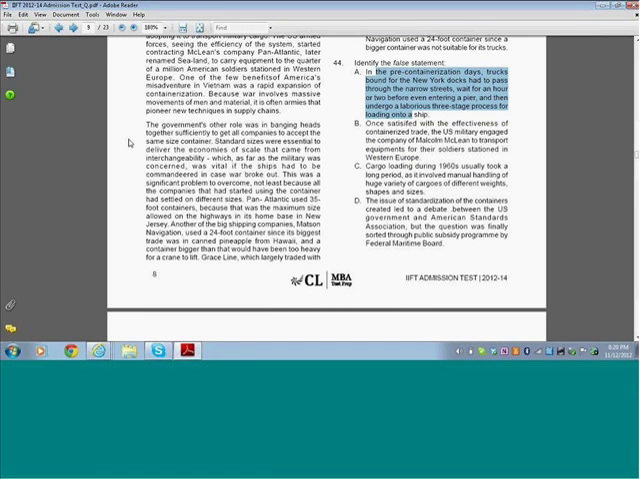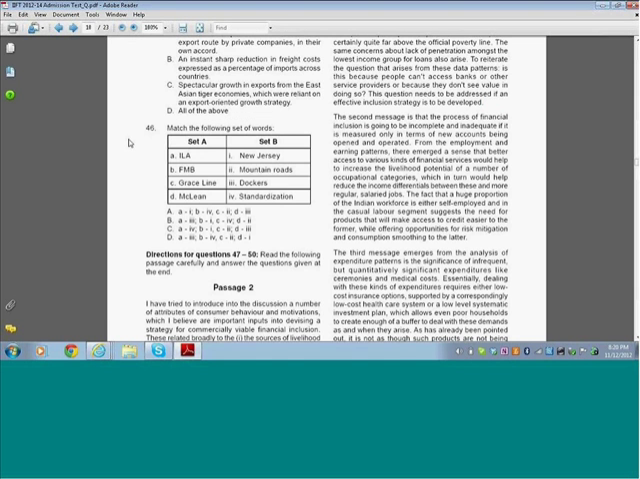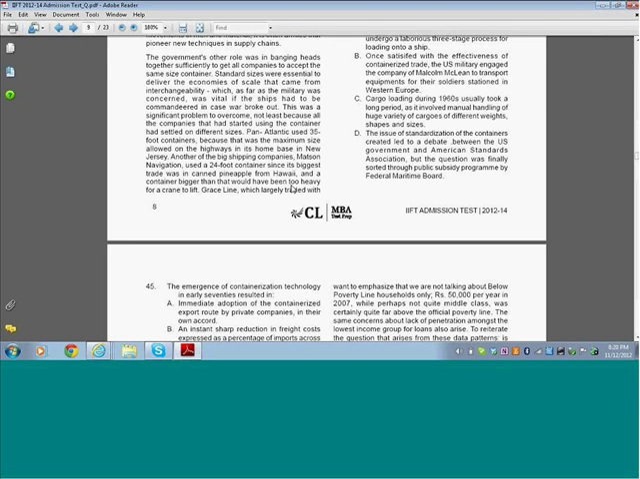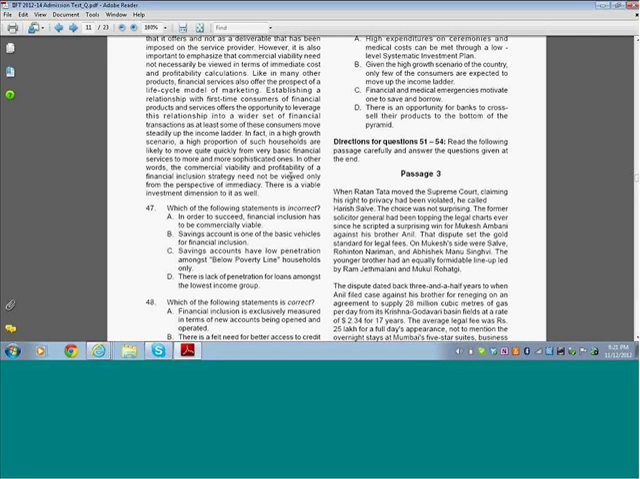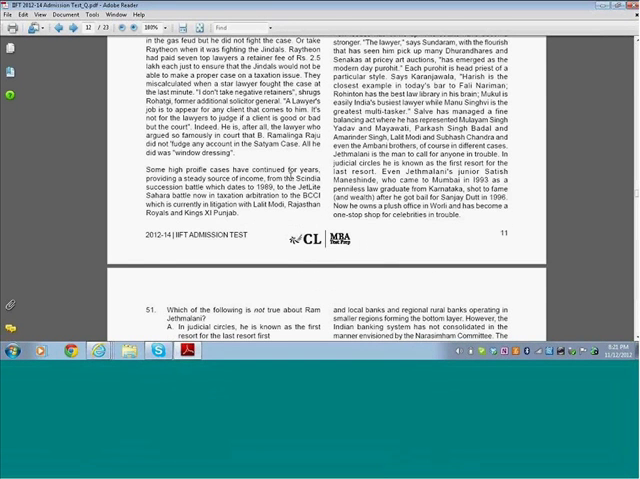So the first passage had 43 to 46, 4 questions. The second passage again has 49, 50, 4 questions. Third passage, again 4 questions. And the last passage, oh, this is a short passage. It seems to be a short passage, just less than a page, but 3 questions. So 4 passages, 3 passages with 4 questions, 1 passage with 3 questions.